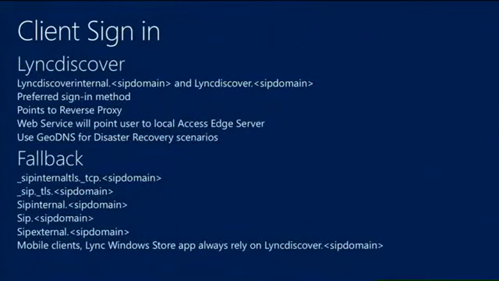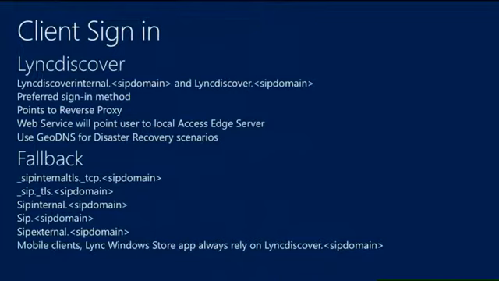About the client sign-in process, I simplified that for the slide. Actually, we are looking for some more records. Whenever I sign in, my client doesn't know if I'm internal or external. So the client will look first for lyncdiscoverinternal.domain. If I don't find that, I will go for lyncdiscover.domain. It's my preferred method, points to the reverse proxy. Internally, it points to my front-end server. It will point me to my local access edge server.